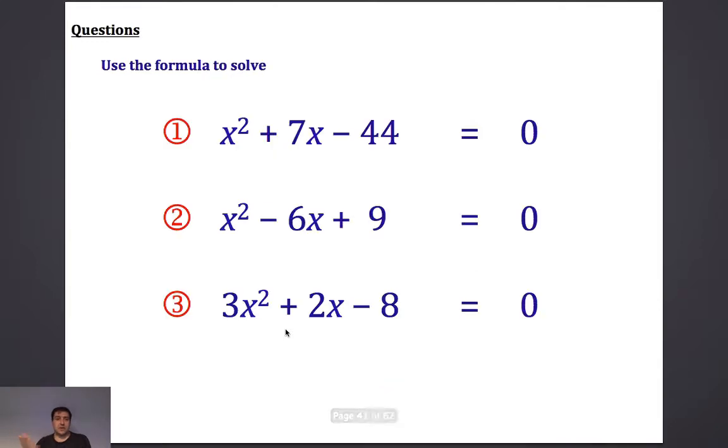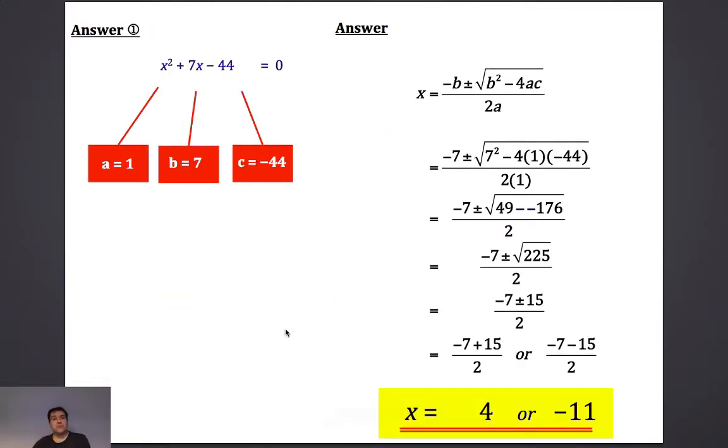So here's a set of questions for you to try. Please pause the screen, have a go at them. Okay, so first one, x squared plus 7x minus 44 equals 0. So we've got just a single x squared, so 1x squared, a equals 1. We've got 7 x's, so b equals 7. And then we've got minus 44 on the end, so c is minus 44.